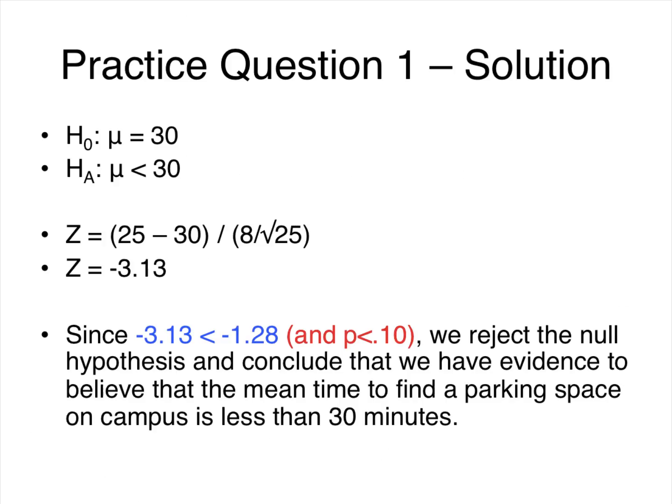Okay, so back to our one-sided hypothesis test at a significance level of 10%. Since our z-score of negative 3.13 is less than our critical value of negative 1.28, or since our p-value for a score of negative 3.13 is 0.0009, and this is lower than our alpha of 10%, we reject the null hypothesis and conclude that we have evidence to believe that the mean time to find a parking space on campus is less than 30 minutes.